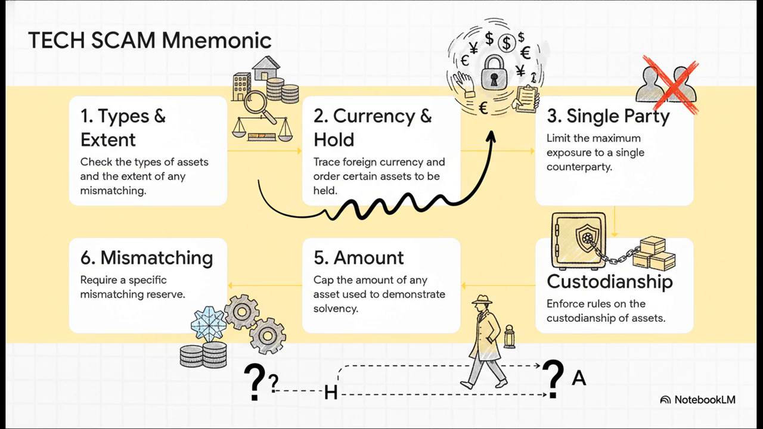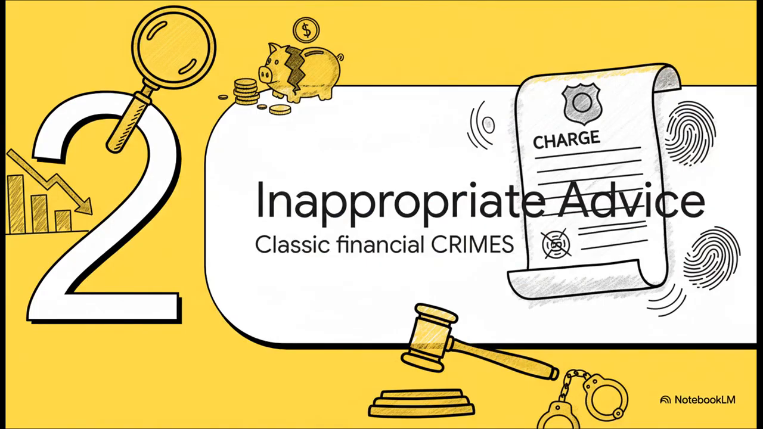Okay, quick test. What was H for? And A? Yep, hold certain assets and the amount of any asset. You got it. All right, let's switch gears.